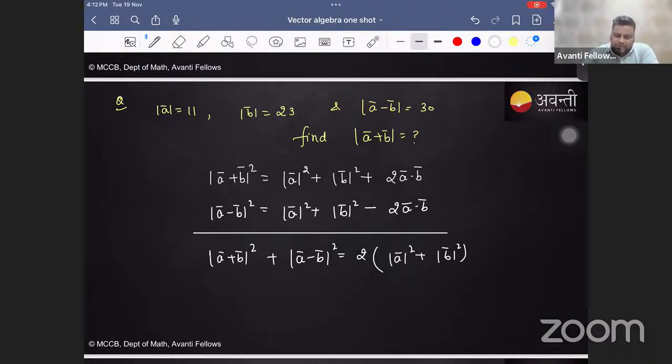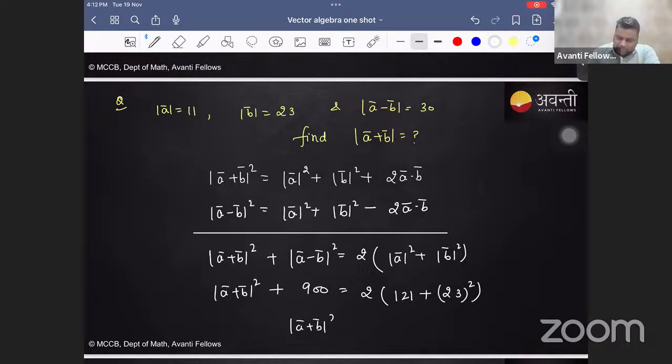Now, you have three values given to you. Magnitude of A plus B whole square is what you are finding, plus magnitude of A minus B whole square is 900. Is 2 times. Mod A square is 121. Mod B square is 23 square, that is 529. Got it? So with this, magnitude of A plus B whole square is 400. So magnitude of A plus B is 20. Am I clear?